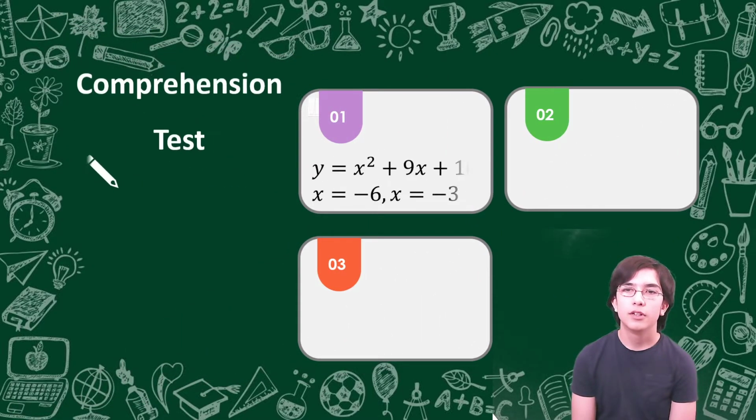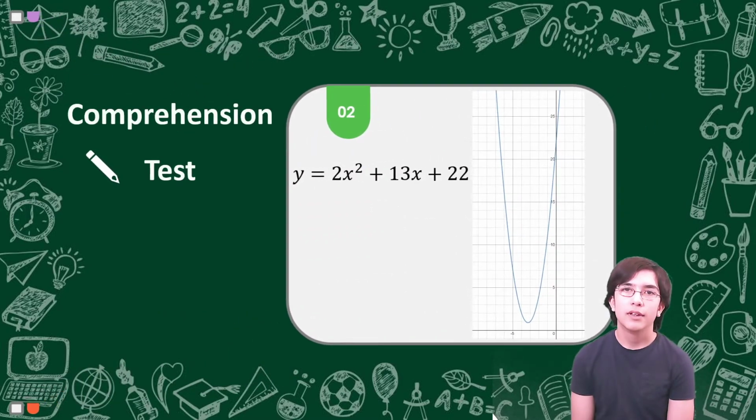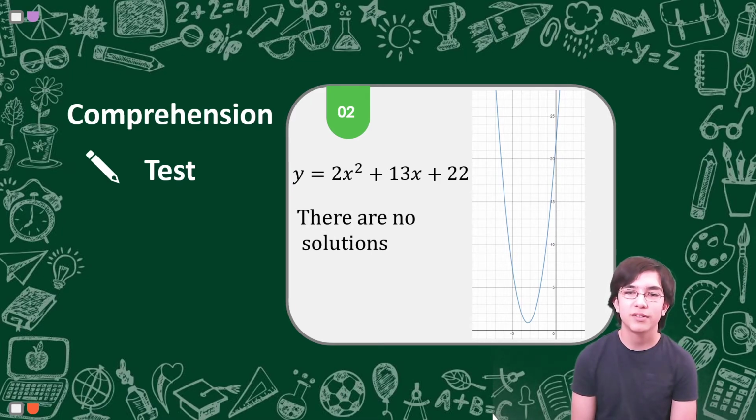Question 2, draw the graph and find x, where y equals 2x squared plus 13x plus 22. So, your graph should look like this, and if you've drawn it correctly, you should find that there are no solutions to this quadratic equation, because the graph doesn't hit the x-axis.